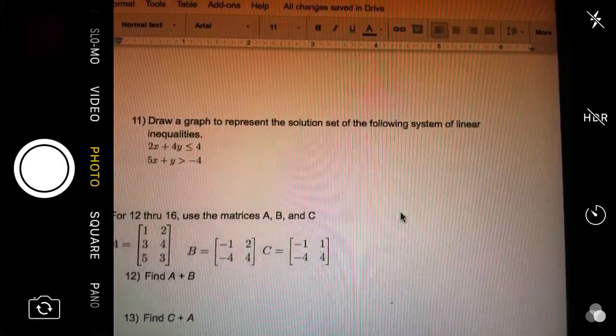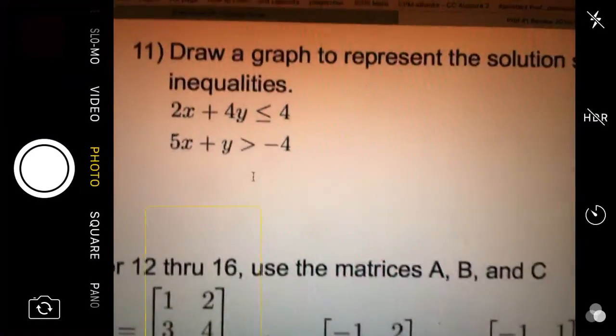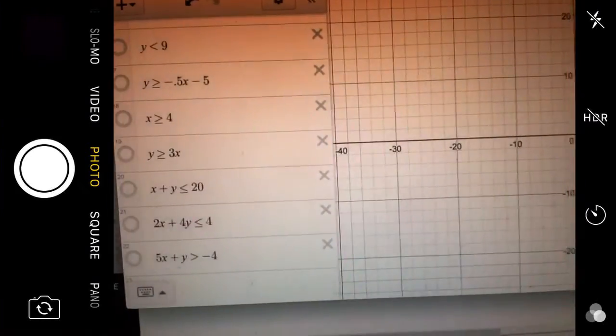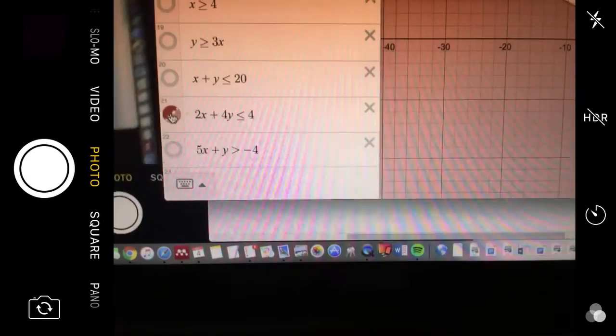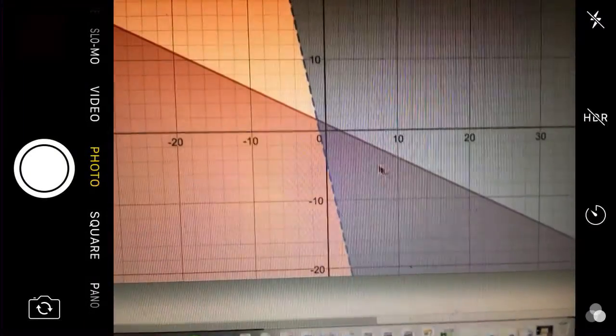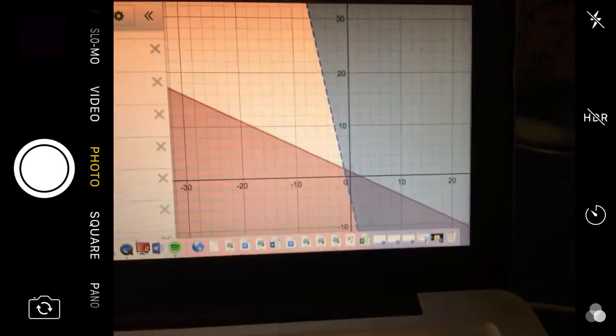This is just to draw a graph to represent the solution set. So I'm just going to go ahead and throw that in there. Once you've got 2 inequalities here, there we go. So I'm just going to put those inequalities in here. Which ones were they? 2x plus 4y is here. And then the other one was 5x plus y is greater than or equal to -4? Or just greater than -4? There we go. So notice that you've got a dotted line here, solid line here, and there is your double shaded region right here. That's all I have to do. That's how you show those solutions.